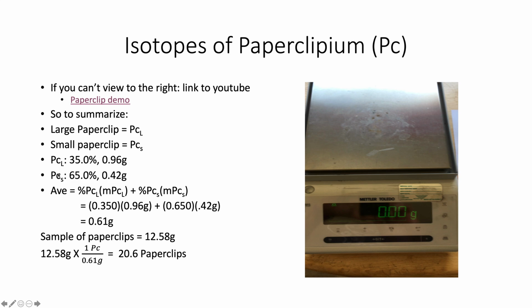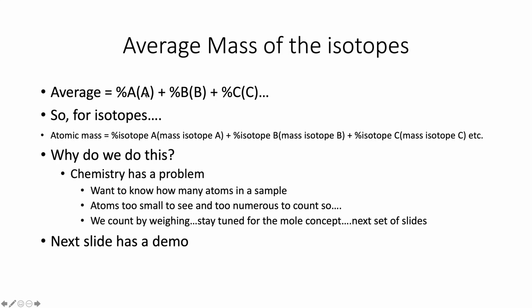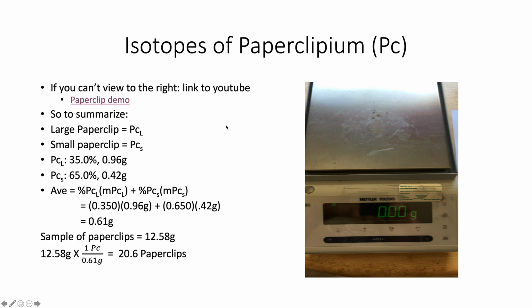And so I have a sample that had 35% large and 65% small. I put each one on a balance, and the large weighed 0.96 grams, the small weighed 0.42. So again, if you go back to the previous slide, percent of A times A, percent of B times B, right? So the average would be the percent of the large times the mass of the large, plus the percent of the small times the mass of the small. Plugging the numbers in, 0.35 times 0.96 plus 0.65 times 0.42, right? That comes out to be 0.61 grams, so the average paper clip would weigh 0.61 grams.